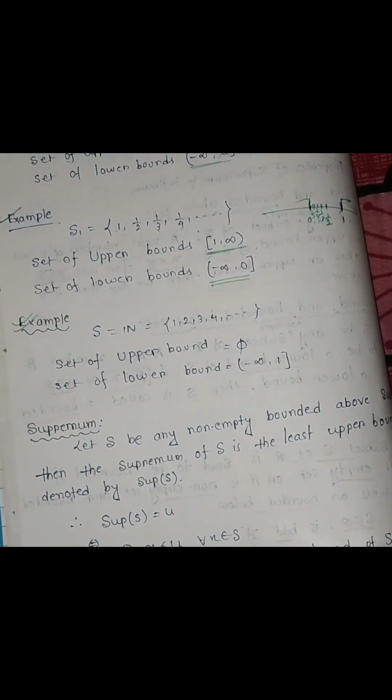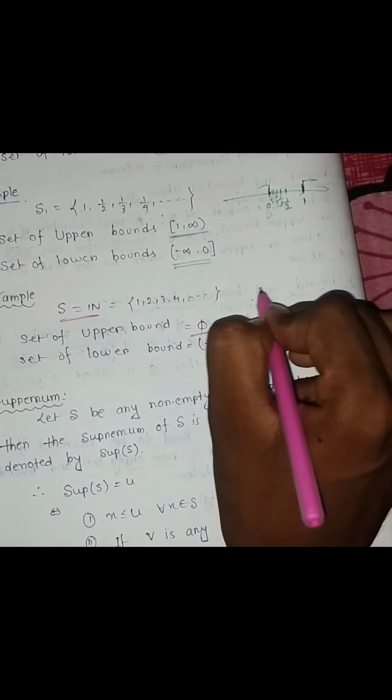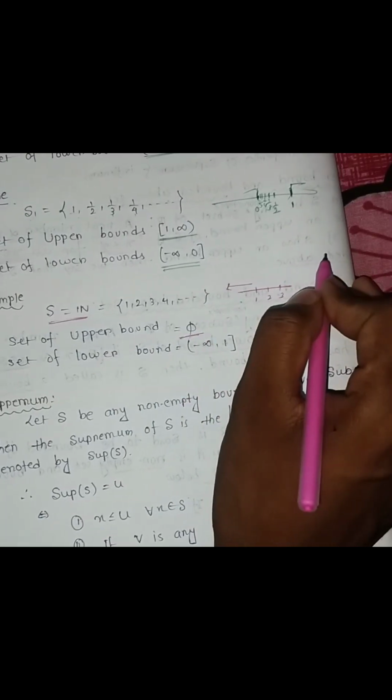Next example: H is equal to the natural numbers. Then the lower bound is easy, because the elements are 1, 2, 3, so 1 can be a lower bound, but an upper bound I don't know. So the upper bound set is empty and the lower bound set is (minus infinity, 1].